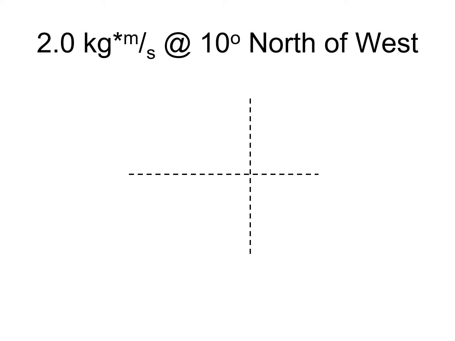This last vector is 2.0 kilogram meters per second at 10 degrees north of west. Now we haven't seen these units before, but this is a momentum unit, and we'll get to this in Unit 6. So we have our vector. North of west is over in this quadrant right here. We're going to start in the west direction and go 10 degrees north to get to our vector. So there we have 10 degrees north of west. Now we're going to form a right triangle to enclose that 10-degree angle. Again, we could have formed a right triangle right here, but we chose not to because this angle is already there and we're going to enclose that one. If we chose this one over here, then we'd have to find that angle, which is going to be 80 degrees.